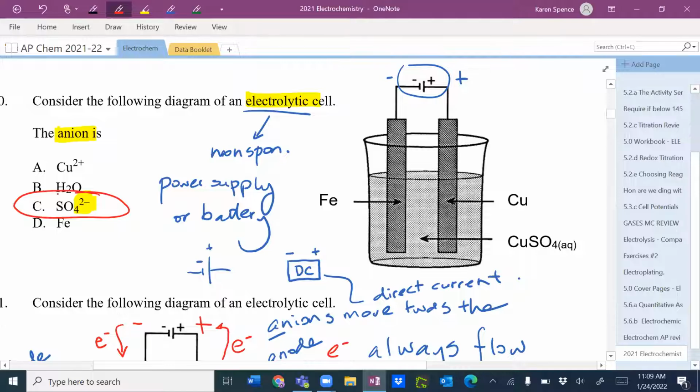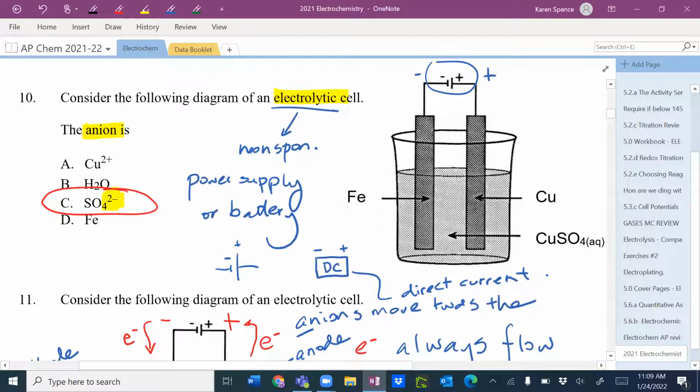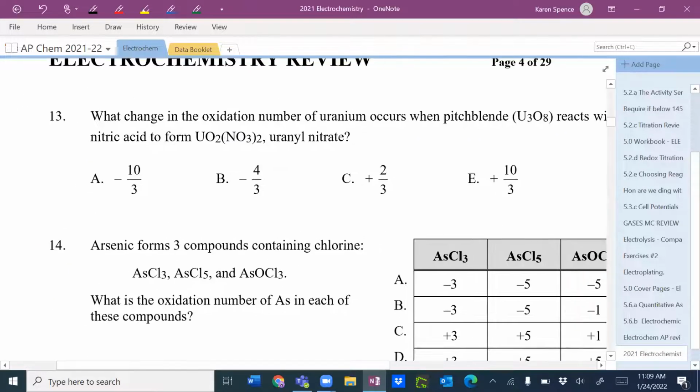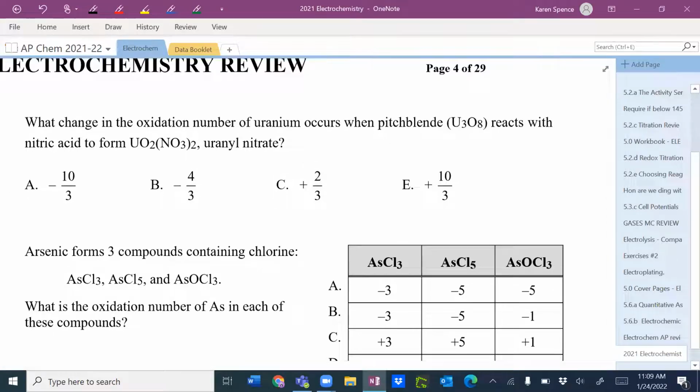All right, that was number 10. We're going to move on, unless we have questions about that, to number 13. Okay, so what is the change in oxidation number when pitchblende reacts with nitric acid to form the products? If we want our change in oxidation number, we need our oxidation number final minus our oxidation number initial. So our final, it reacts with nitric acid to form.